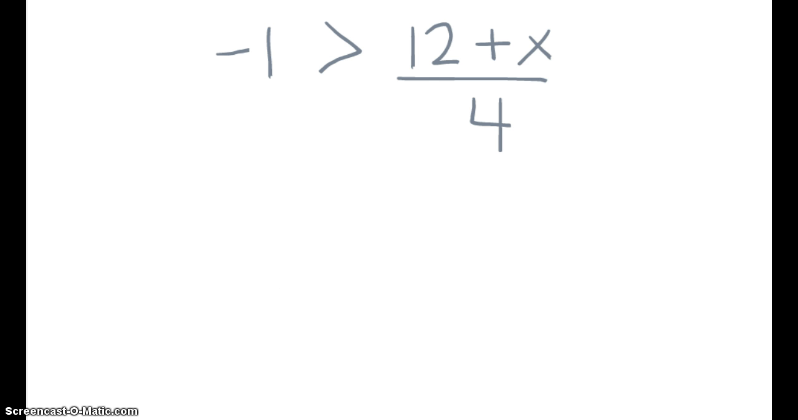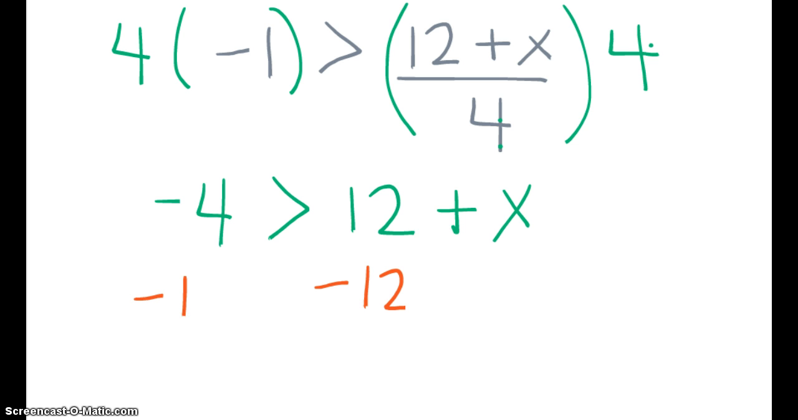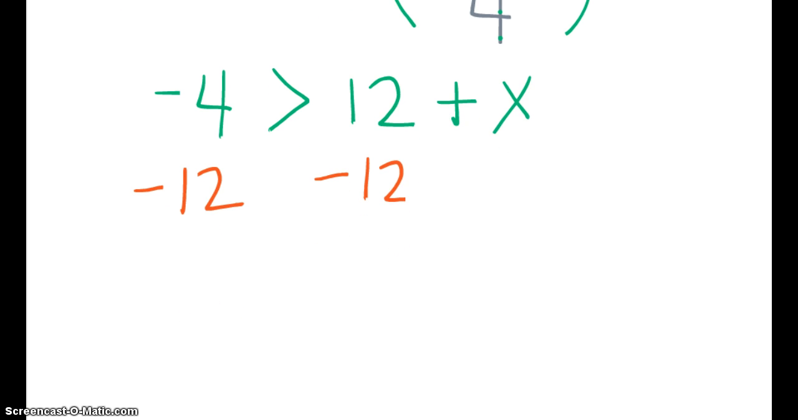Alright, let's try one more. I want you to write this one down and I want you to solve it. So the first thing we're going to do is get rid of that 4. So I'm going to multiply everything by 4 over 1. So I'm left with negative 4 is greater than, those divided out, 12 plus x. Then I'm going to subtract 12 from both sides. And negative 4 and negative 12 is negative 16, and that is greater than x.